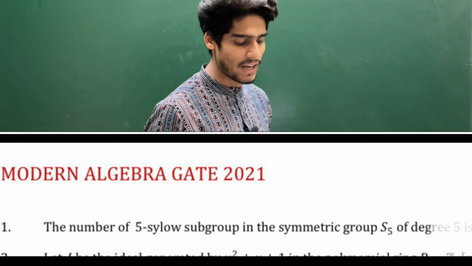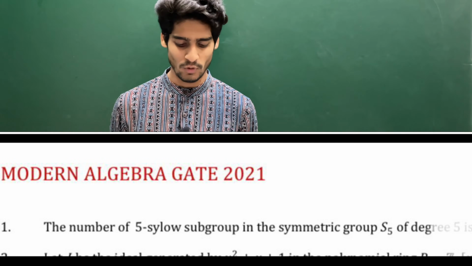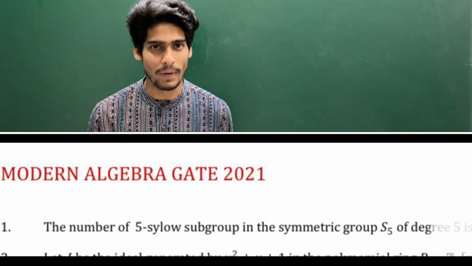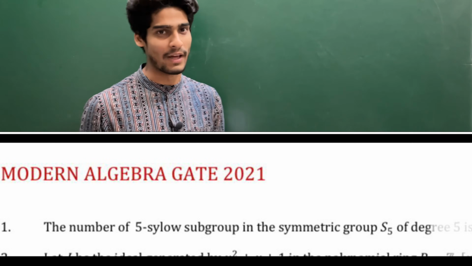The number of 5 Sylow subgroups in the symmetric group S5 of degree 5. So you have to count the number of 5 Sylow subgroups in the symmetric group S5. I expect that you are all good with the basics and good with the definitions.